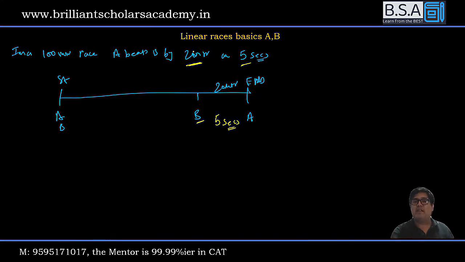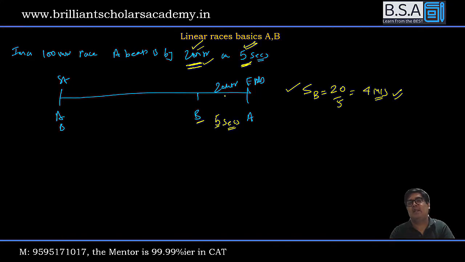Whenever you get the defeating gap in terms of these two formats, you can always be sure the speed of the loser can be found by this, because B will take further what? 5 seconds for 20 meters. So 4 meter per second is the speed of B. हमेशा हारने वाले का, the person who loses, for him, you can find the speed because losing distance and losing time is given. 5 seconds B will take to cover these 20 meters.